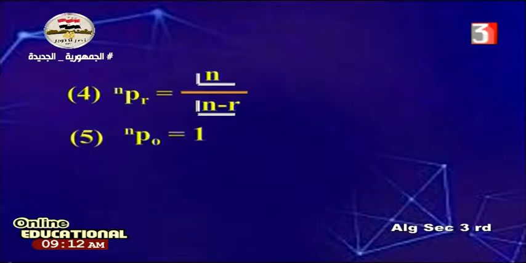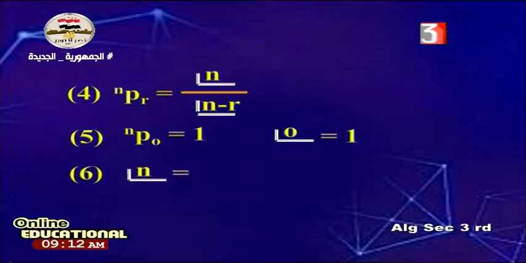nP0 equals 1. Why? Because factorial n over factorial n minus 0, or factorial n over factorial n, equals 1. Also factorial 0 equals 1. We have a proof that factorial 0 equals 1.